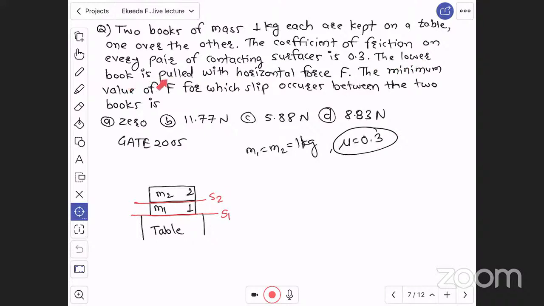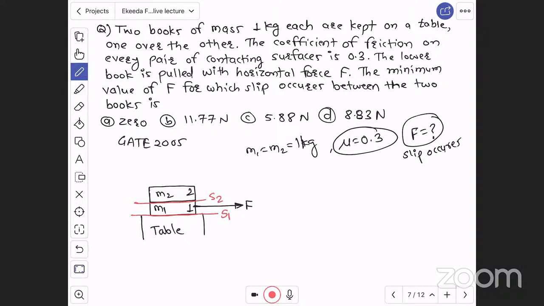The lower book is pulled with horizontal force F. Now, the lower book, this book 1, is pulled with horizontal force F. Let us say I am applying horizontal force F towards right. The minimum value of F for which slip occurs between the two books is? The question is, what is the minimum value of this force F for which slip occurs between the two books, right?